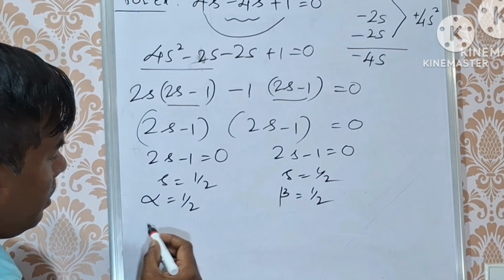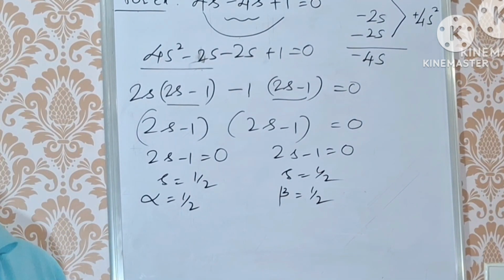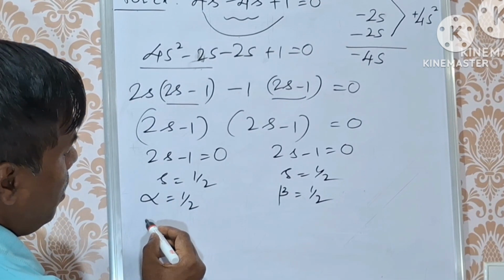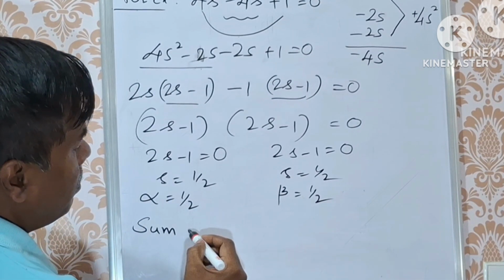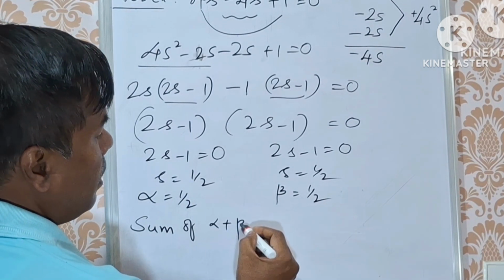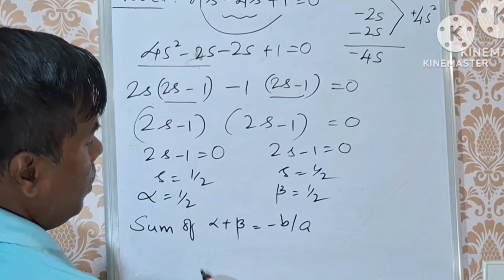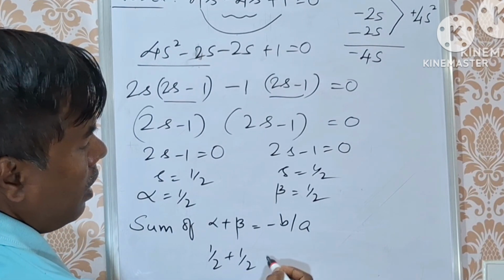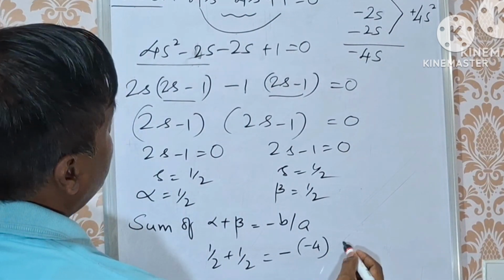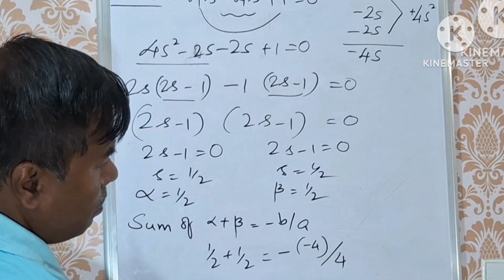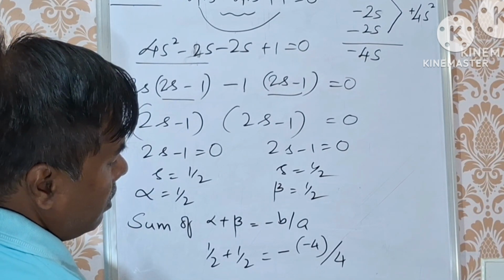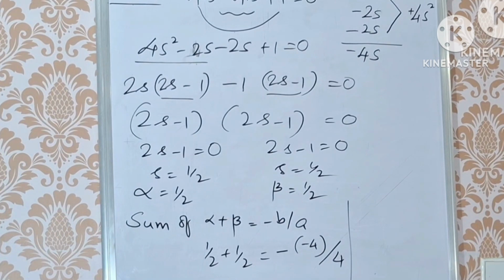Let us check the relationship between coefficients and zeros. What is the sum of roots? Sum of the zeros, alpha plus beta, equals minus b by a. What is alpha? Half. Beta half. Minus b, what is b? Minus 4, divided by a, which is 4. Half plus half is 1. This is also 1. LHS equals RHS. Therefore, our answer is right.